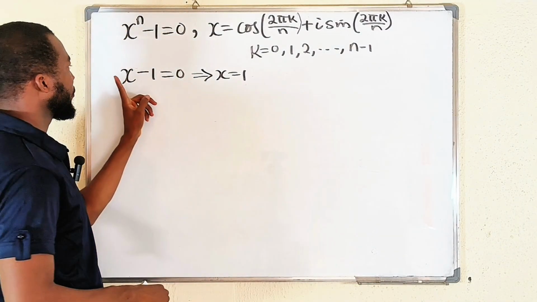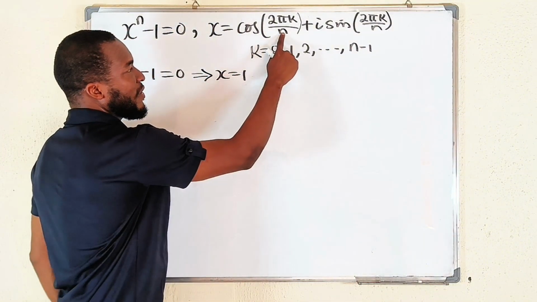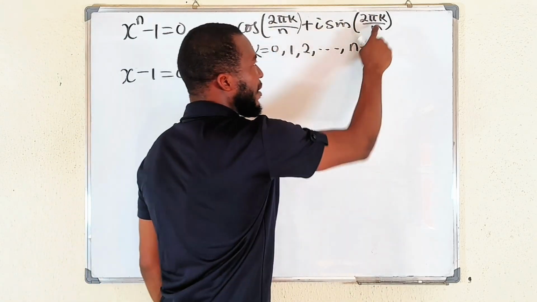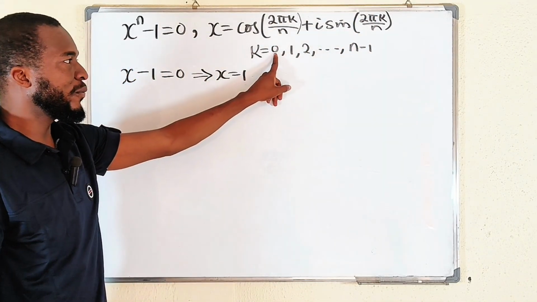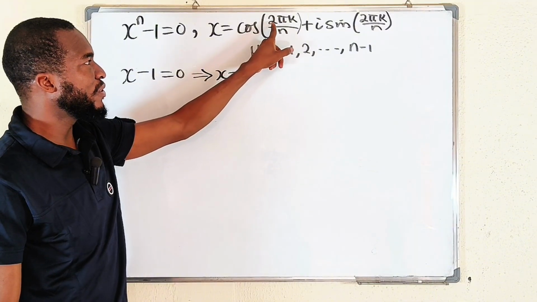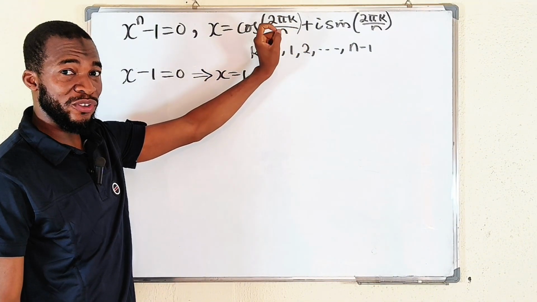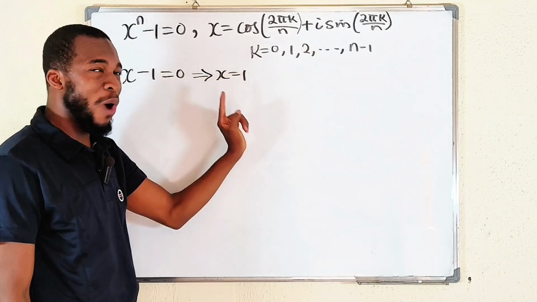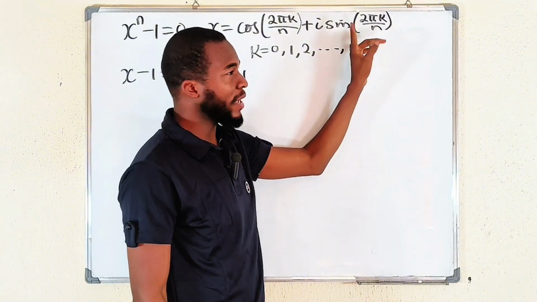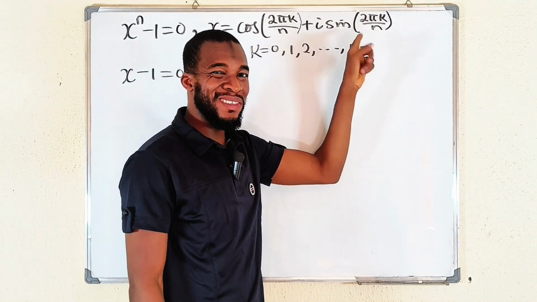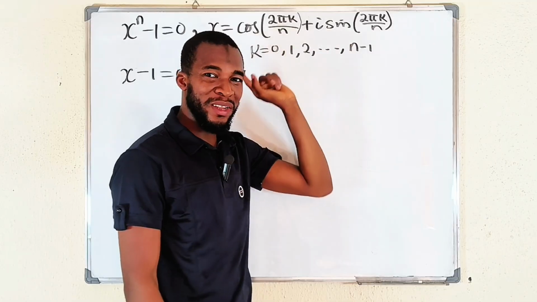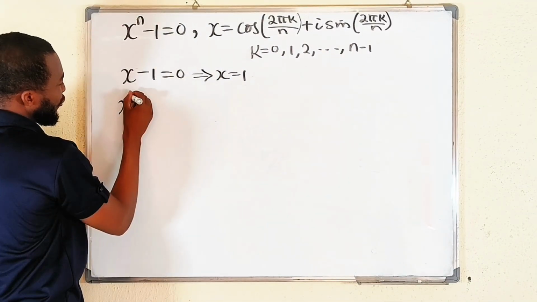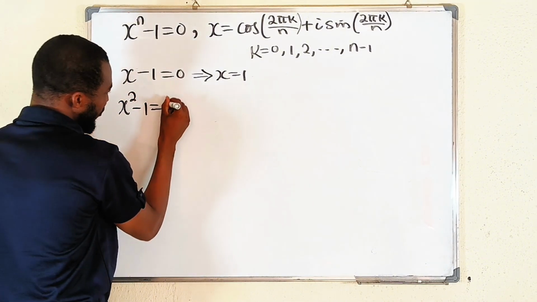If you plug in n equal to 1, you can see this is 1, right? So this will only be cosine of 2 pi k plus I sine of 2 pi k. But k always begins from 0. So everything here will be 0 because 2 pi times 0 is 0, divided by 1 is still 0. We know that cosine of 0 is 1, plus whatever we get here. Sine of 0 is 0, times I is 0, plus 1 is 1. So this is true.